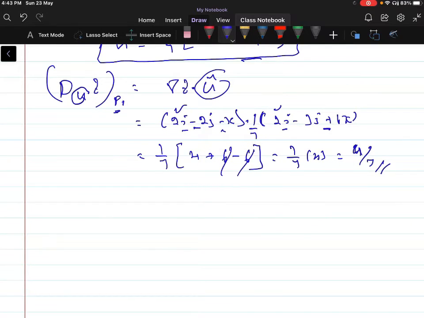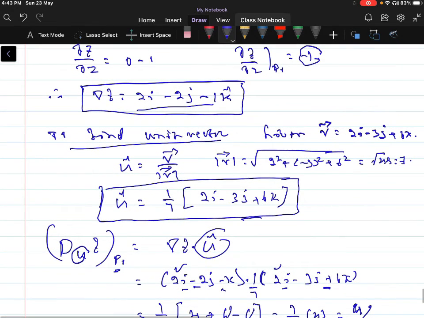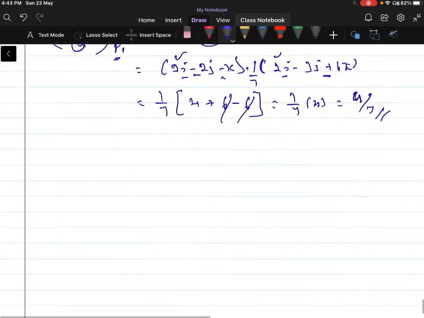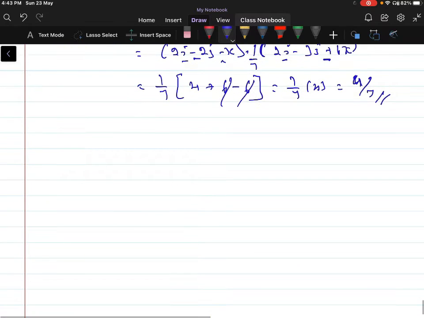So next you have to find out where the function increases most rapidly, in which direction. Already you have seen the gradient of f, where the gradient of f is equal to 2i minus 2j minus k. Therefore the function f increases most rapidly in the direction of 2i minus 2j minus 1 into k. So let us move to the solution.